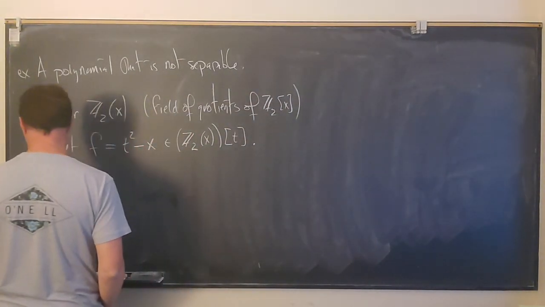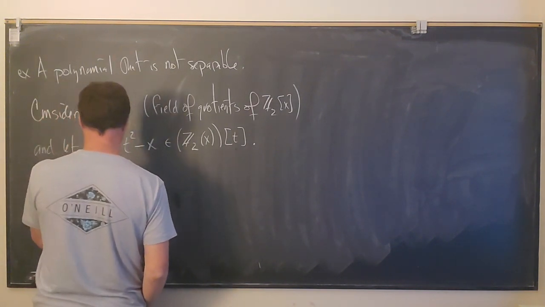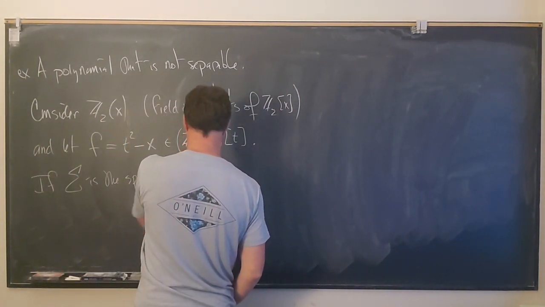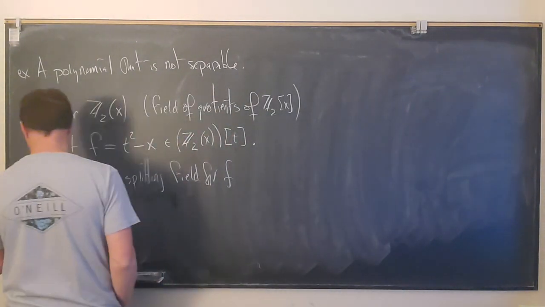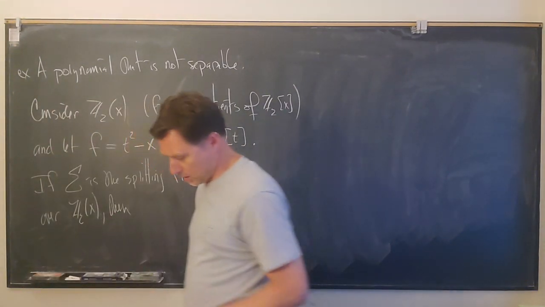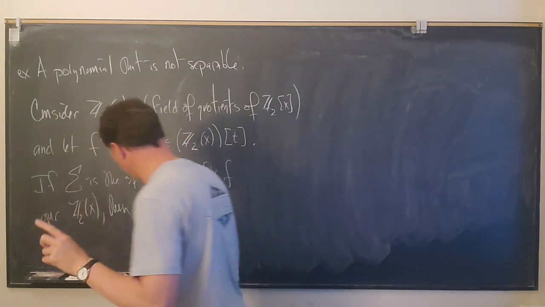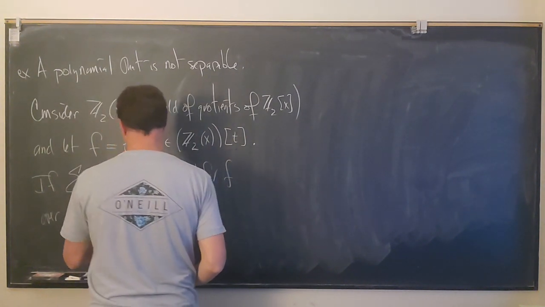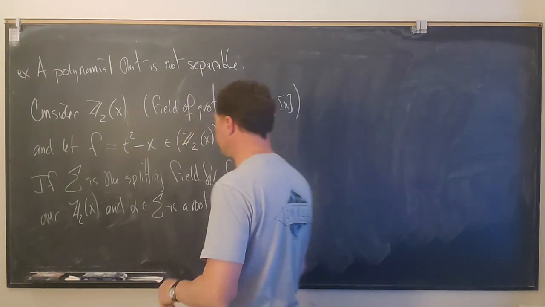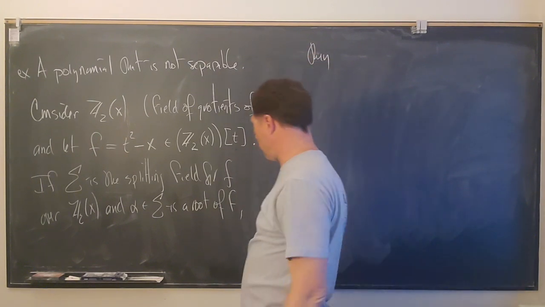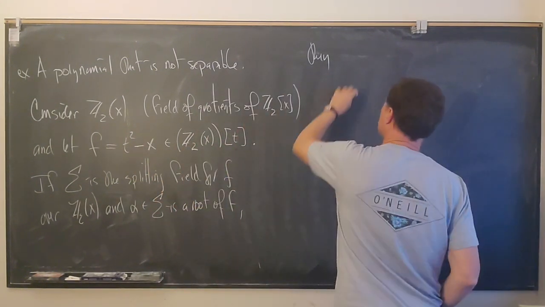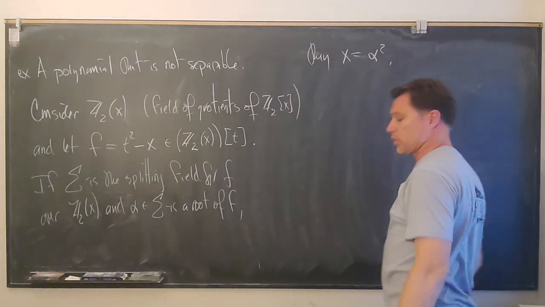Okay, fine. So if sigma is the splitting field for f over Z2 parentheses x, and alpha in sigma is a root of f, then what? Well, plug alpha into f, what we get is alpha squared minus x equals 0, which means that x is equal to alpha squared.